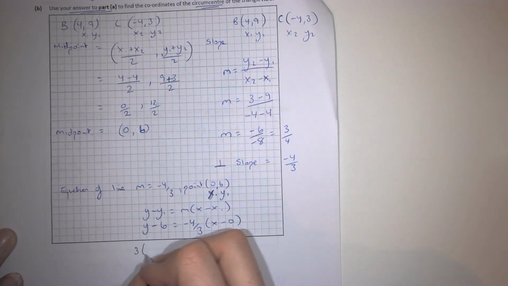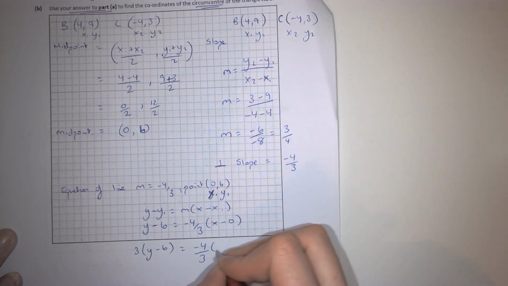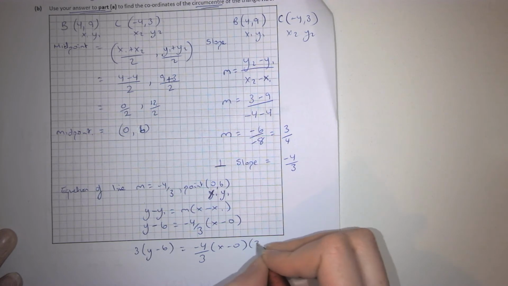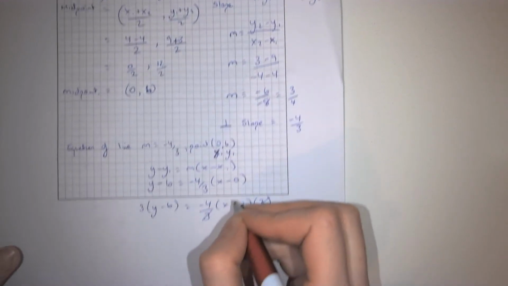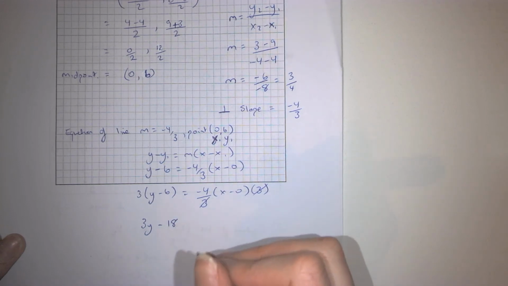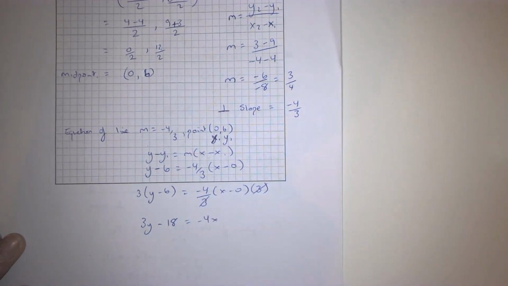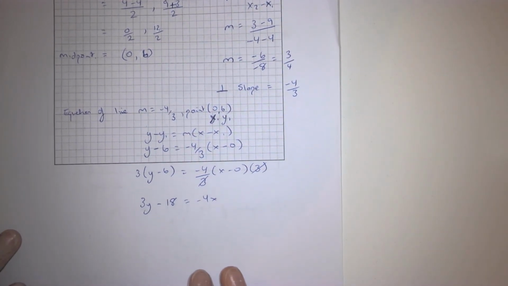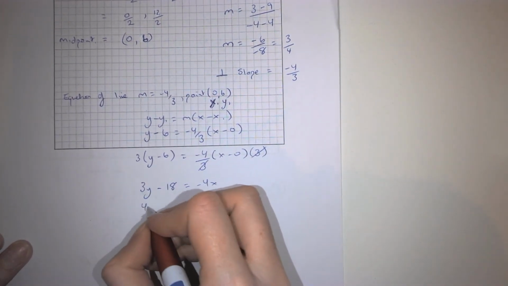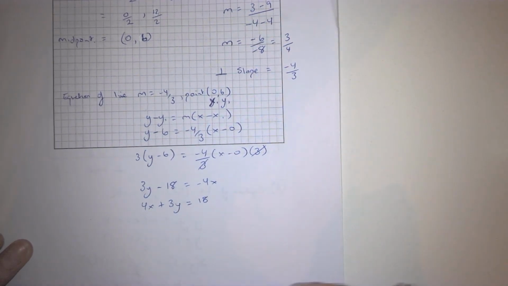Again, I'm going to multiply both sides by 3. And on the right hand side, the 3's will cancel. Then I've got 3y minus 18 is equal to minus 4x, and minus 4 times 0 is just 0. So bring it all to one side. 4x plus 3y is equal to 18. And I've got my second equation of the line.